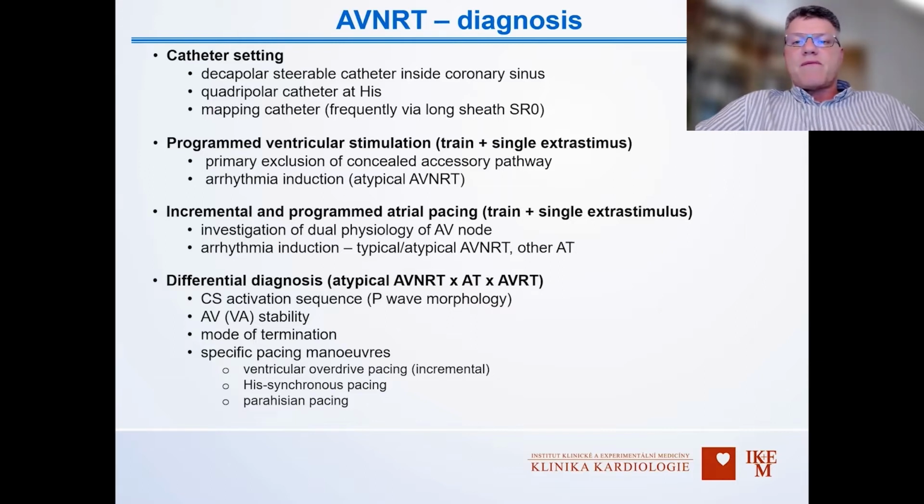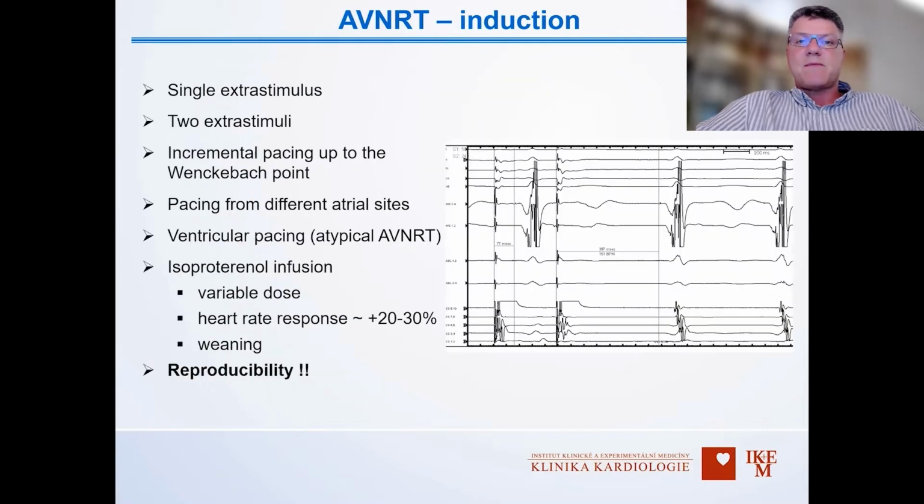Specific pacing maneuvers should be performed in case of uncertainty. I personally prefer incremental ventricular pacing up to the loss of VA conduction. If the VA block is associated with arrhythmia termination, it indicates rather specifically an AV nodal reentrant mechanism. On the other hand, a VA-AV sequence upon the cessation of pacing suggests atrial tachycardia. His synchronous pacing is well known, as well as parahisian pacing, which is almost absolutely sensitive and specific for the detection or exclusion of retrogradely conducting paraseptal accessory pathways.